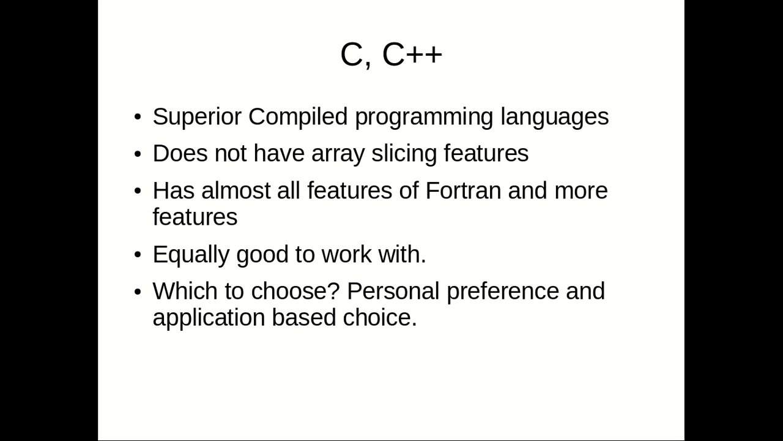Now regarding C and C++ languages, these are much more superior compiled programming languages. They came a little later than Fortran. Fortran has its own limitations, in the sense that you can use it for general purpose applications only to a limited extent.